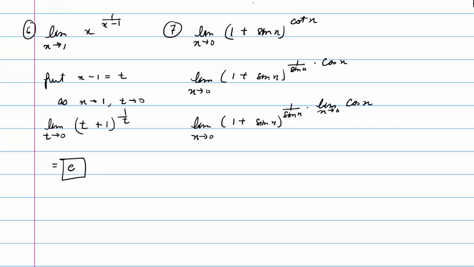Okay, so here we got the answer as e, and you know that as t tends to 0, here t is becoming 0. So we can write over here that as x approaches 0, sine of x will also approach 0. So this is e raised to cos of 0, which is 1. So the answer to this is also e.